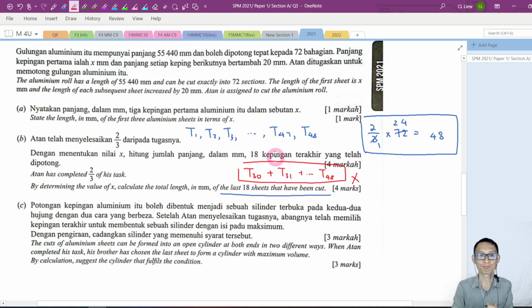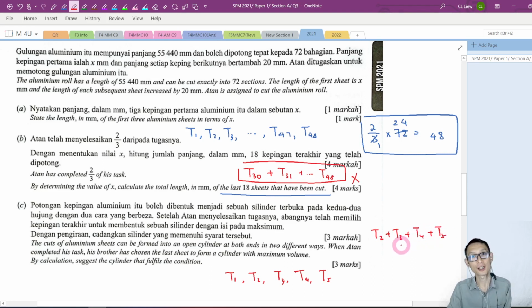Okay, let me explain this way. Let's say you have T1, T2, T3, T4, T5. The sum of the last 3 terms. If you take 5 minus 3, you get 2. T2, T3, T4, T5 is not the last 3 terms. This is actually the last 4 terms. Not correct, right? So if I want to find the sum of the last 3 terms, you take 5 minus 3, you get 2, and you add 1, which is the 3rd term until the 5th term. Same thing applies here.